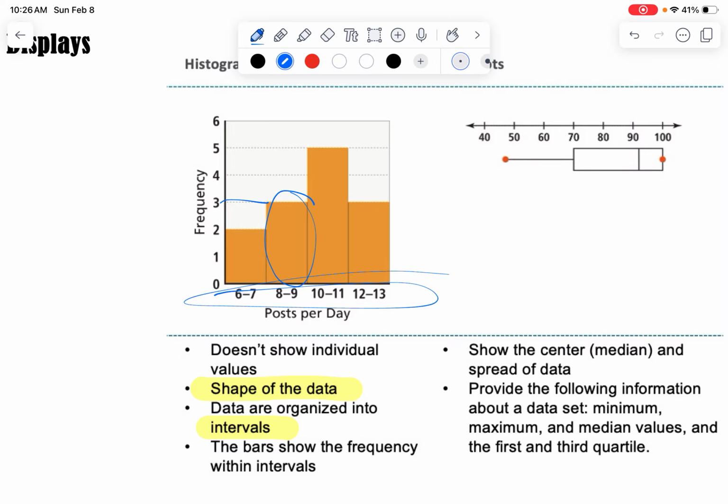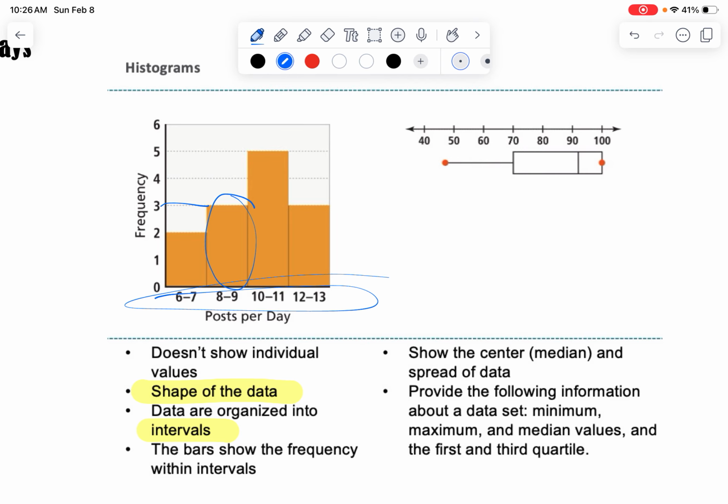A box plot we talked about before. And box plots, also known as a box and whisker plot, they generally just show you the center of the data and how spread out it is. It will also tell you like the middle 50%, that'll be the box part.